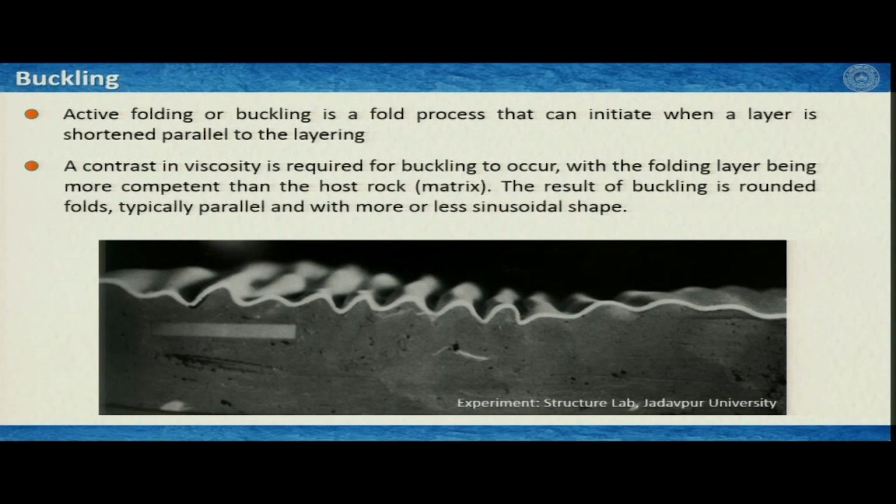So, active folding is a kind of buckling. Active folding or buckling is a fold process that can initiate when a layer is shortened parallel to the layering. Now, a constant viscosity is required for buckling to occur, with the folding layer being more competent than the host rock or the matrix. The result of the buckling is rounded folds, typically parallel and with more or less sinusoidal shape.